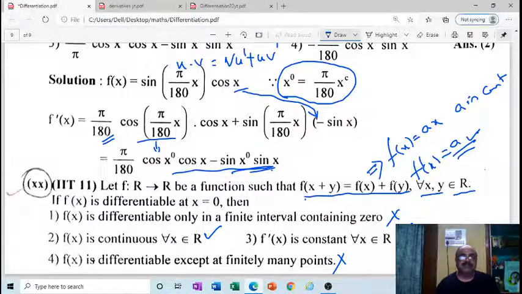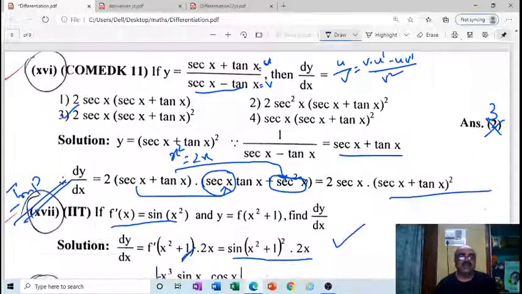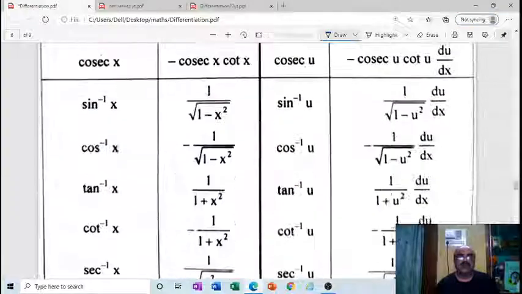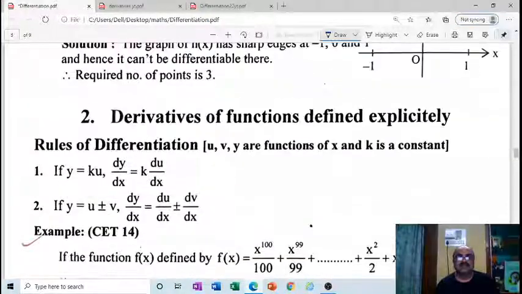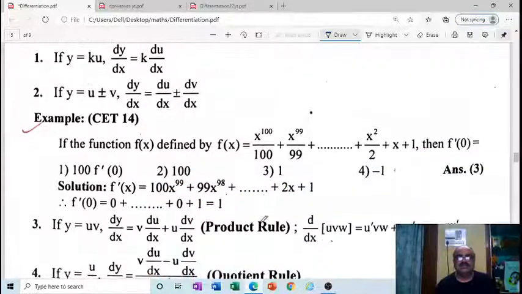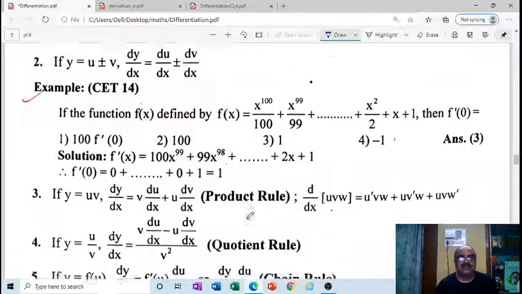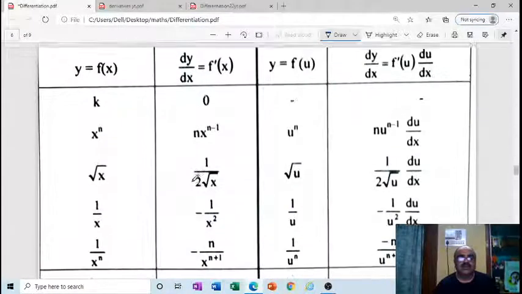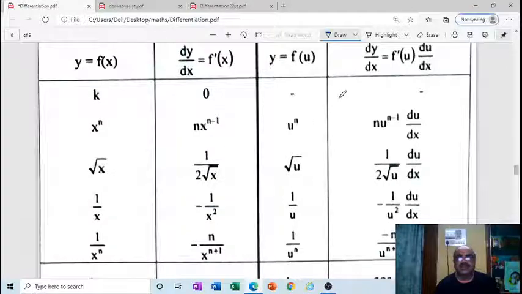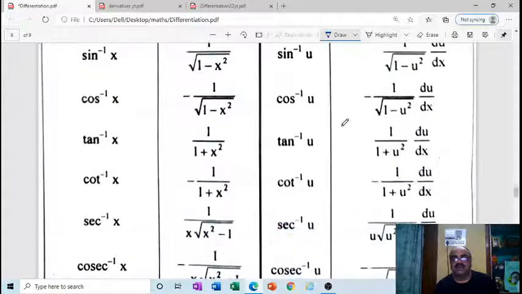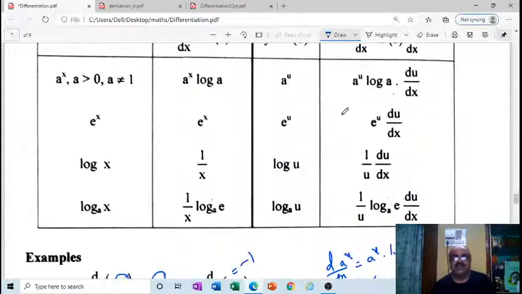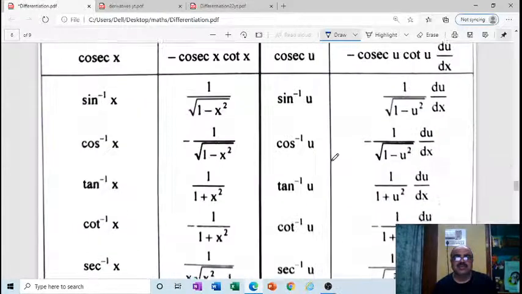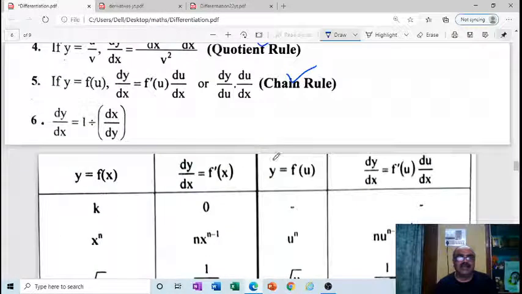Friends, today I have explained quite a good number of sums, and all these rules we have taken up for practice: product rule, quotient rule, chain rule. Then see, chain rule, all these formulas, what is on the right side, you can see all these as chain rules.